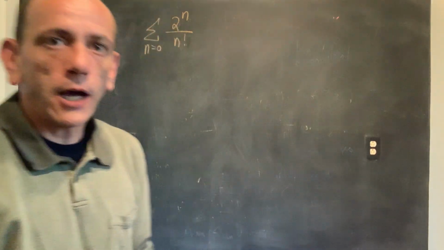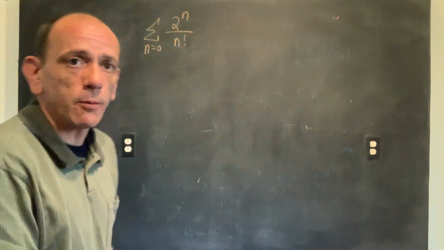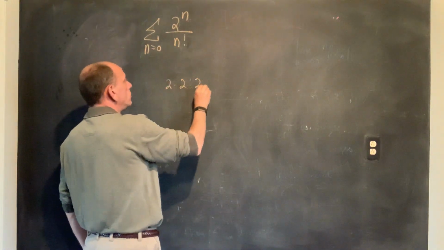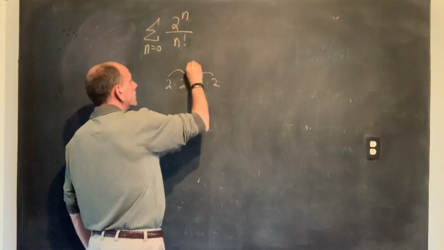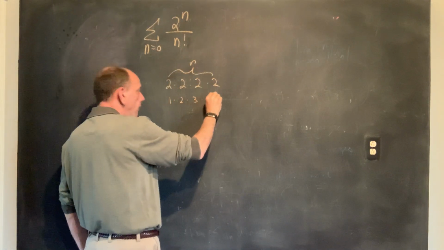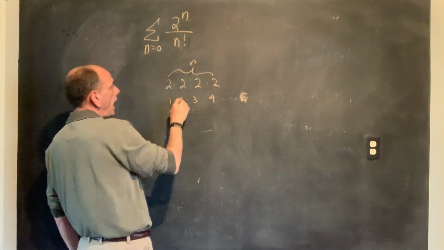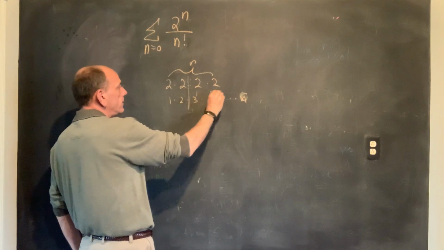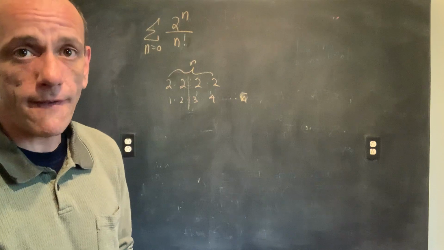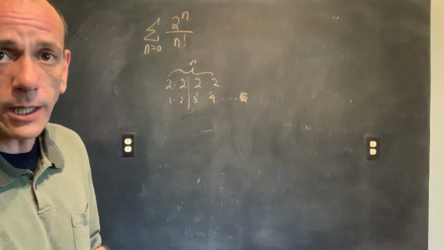Okay? Now, n factorial grows way bigger than 2 to the n. Right? Think about it. 2 to the n for any given n is going to be 2 times 2 times 2 times 2, n times. But n factorial is going to be 1 times 2 times 3 times 4 times all the way up to n. So after 2, all of these are going to be bigger. So factorial grows way faster. In fact, the factorial grows faster than any exponential function of any base.